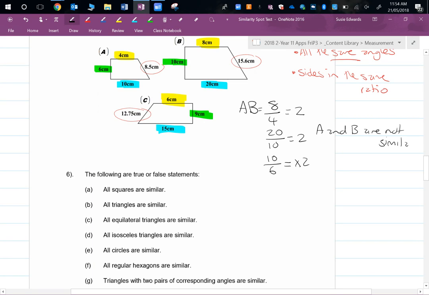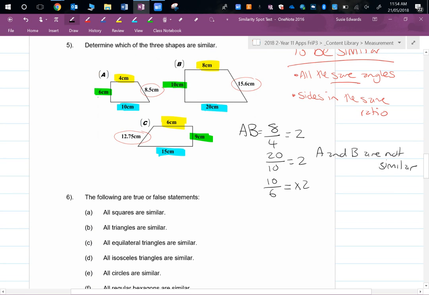However, that doesn't give you any marks. The 6 is from the green over here, left-hand side. Okay, so we're looking at the different sides there. So A and B not similar. Now, that doesn't actually give you any marks because it's only asking you for similar. But you had to get to that point to be able to work it out.